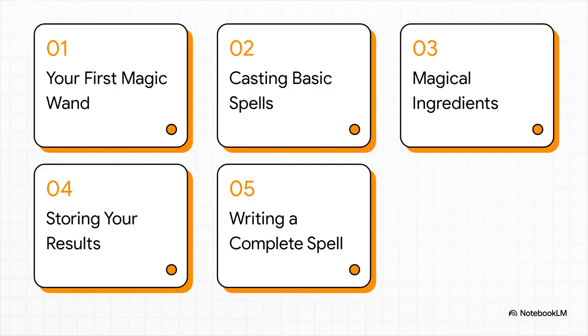So let's go ahead and open our digital grimoire, our book of spells. First, we're going to get you your magic wand. Then we'll learn some basic spells and the ingredients you need for them. After that, we'll figure out how to store your results. And finally, we'll put it all together to write your first complete spell.